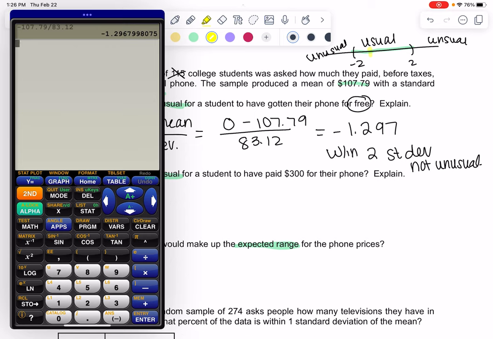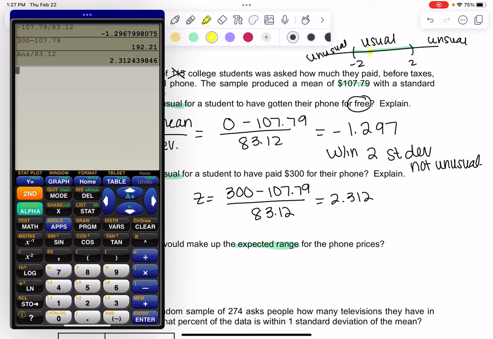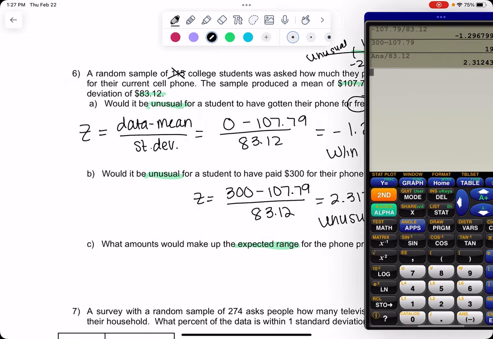How about part B? What if they paid $300 for their cell phone? So that just changes the formula. My data value is 300. The mean is still 107.79. And the standard deviation is still 83.12. So we're going to do 300 minus 107.79. I'm going to hit enter and then divide. Otherwise, the calculator might not be following order of operations. And I get a z-score of 2.312, which is slightly outside our normal range. It's beyond 2, so it is unusual because it's more than two standard deviations from the mean. We're always comparing things to the average. 300 is a bit expensive.